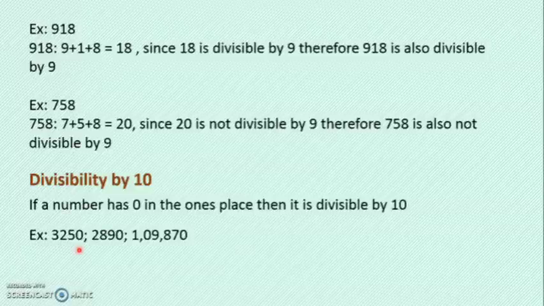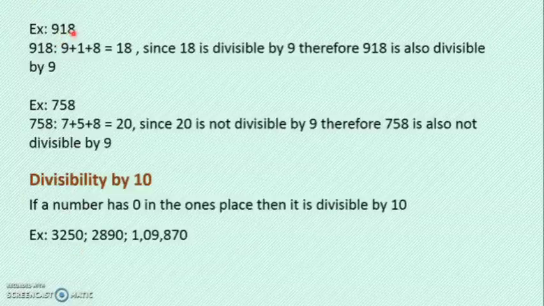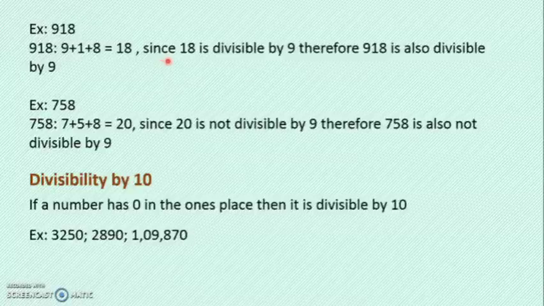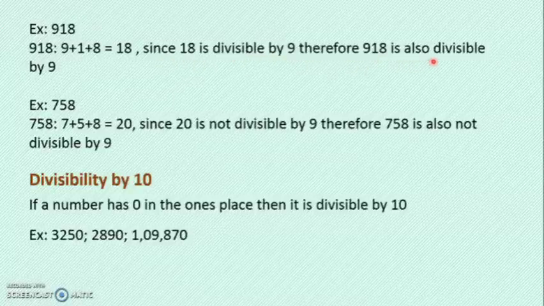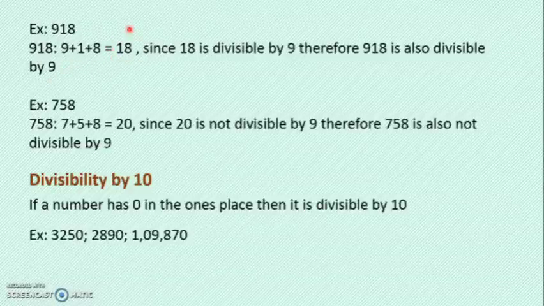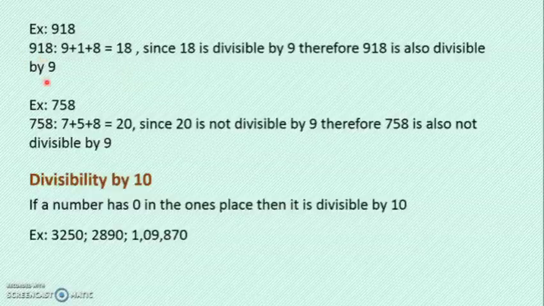Let's see through an example. 918. Okay, let's add the digits. 9 plus 1, 10, 10 plus 8, 18. 18 is divisible by 9, isn't it? Therefore, since 18 is divisible by 9, therefore 918 is also divisible by 9. Okay, just add the digits, find the sum. If that resultant value is divisible by 9, then the number will also be divisible by 9.